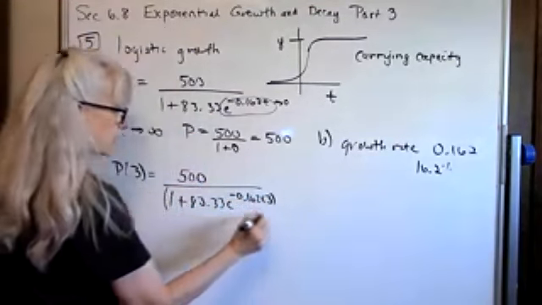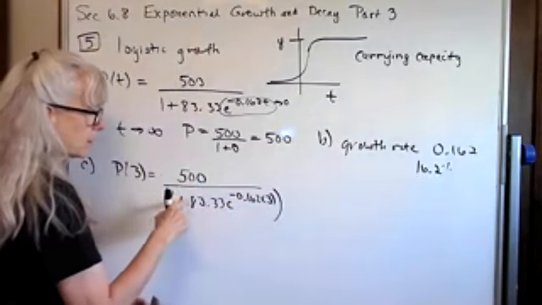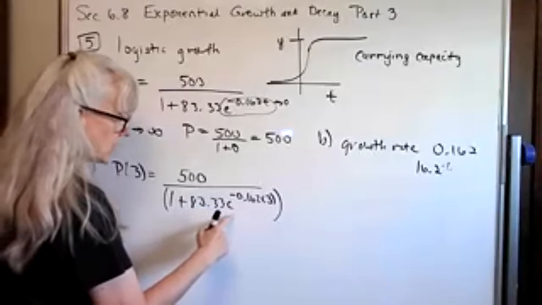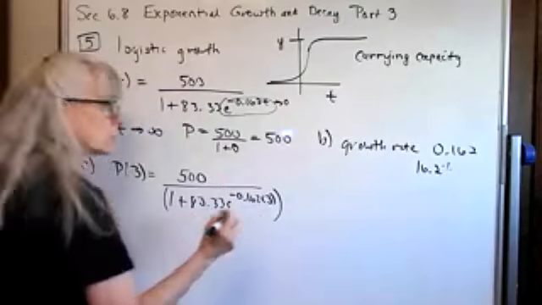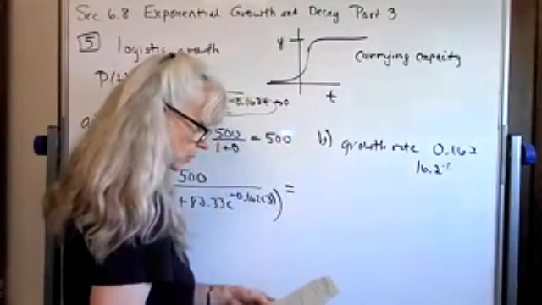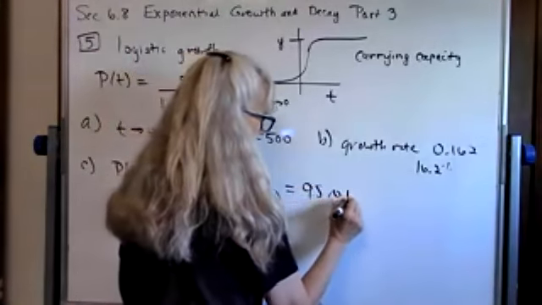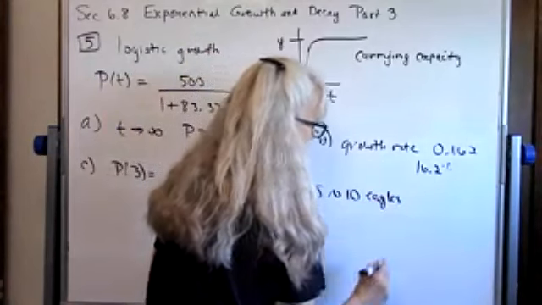Now, when you do this on the calculator, make sure you get the entire denominator in a set of parentheses. So 500 divided by parentheses 1 plus 83.33 e, then up there in the exponent, you've got negative 0.162 times 3. If you do that, you end up with 9.5. So we're going to round that up to 10 eagles, which isn't too bad. In 3 years, our 6 eagles are now 10 eagles.